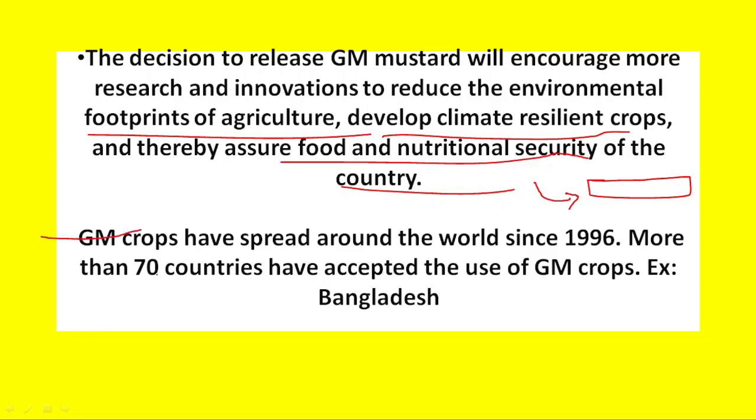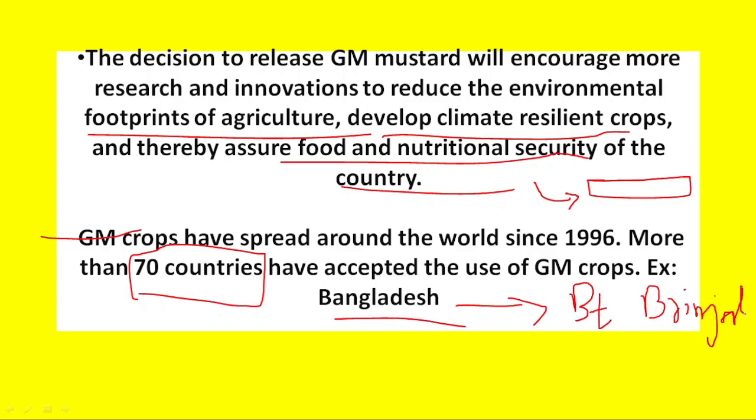Besides this, 70 countries are already using GM crops. As I said, Indonesia is one example. Bangladesh has allowed the use of BT brinjals. India itself is using BT cotton. Production has gone up, farm income has increased, and their living standard has increased. So everyone is going to benefit through the GM mustard.